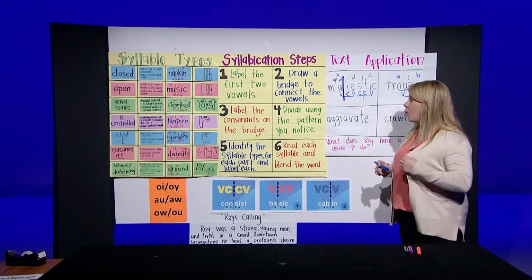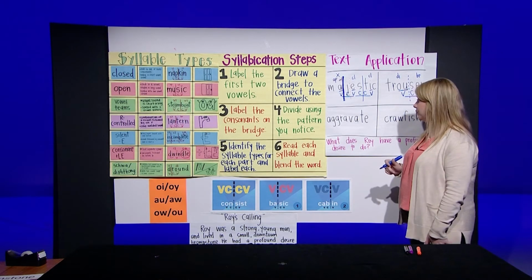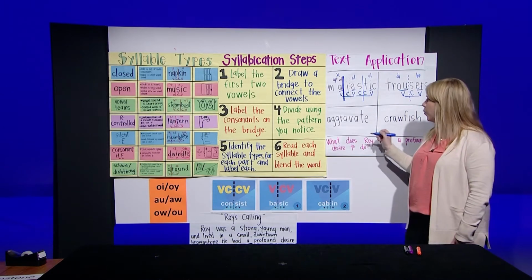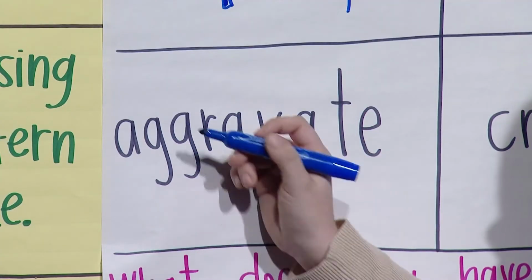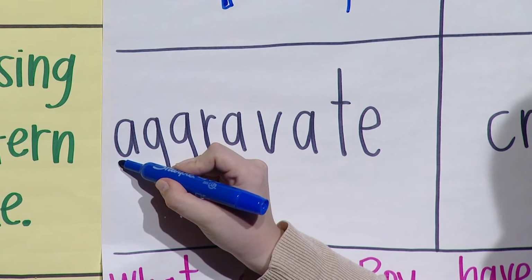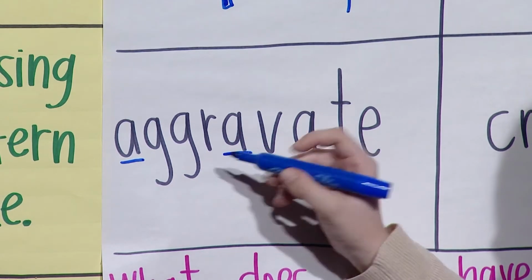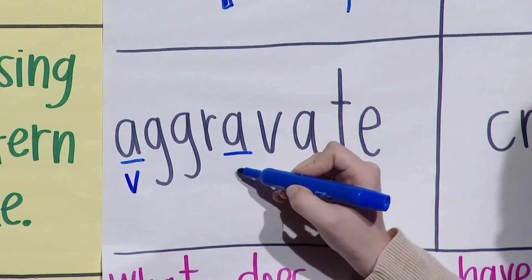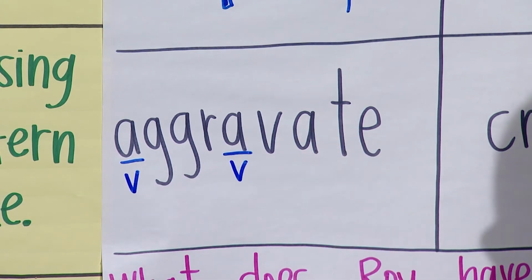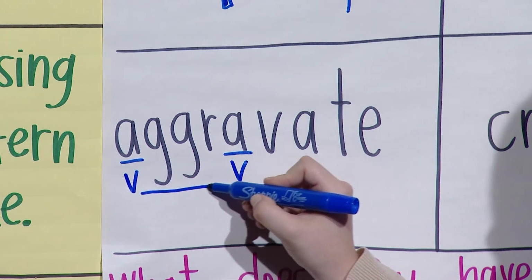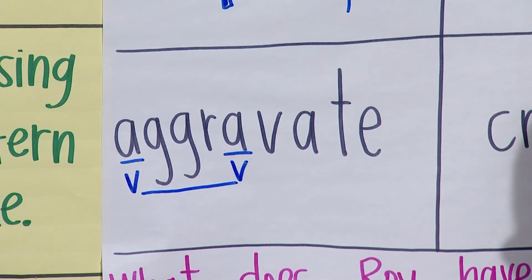All right. What does step 1 have us do? We're going to underline the first 2 vowels we see. I hear you. I see vowel A and another A. So let's label those with a V. What's the next thing we need to do? We're going to draw our bridge to connect those vowels.